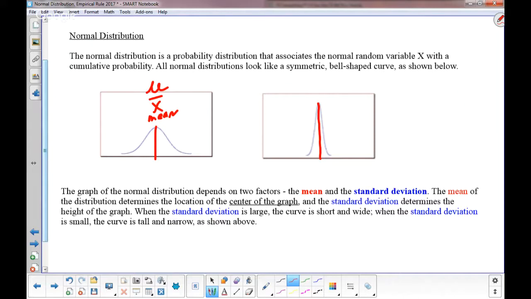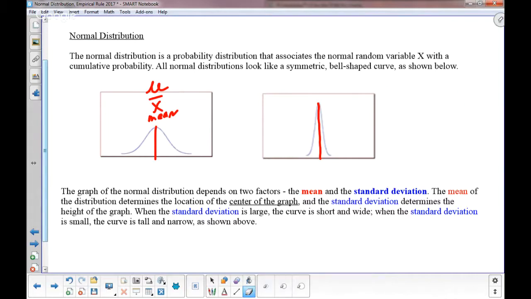The second one has a very small one, so everything's compact. It's not spread out. Again, because standard deviation measures spread, the bigger the standard deviation, the more spread out our curve is. The smaller, the more compact. So when this deviation is large, the curve is short and wide. Again, when it's small, it's tall and narrow, as you see up here. So we see bigger on the left, smaller on the right.